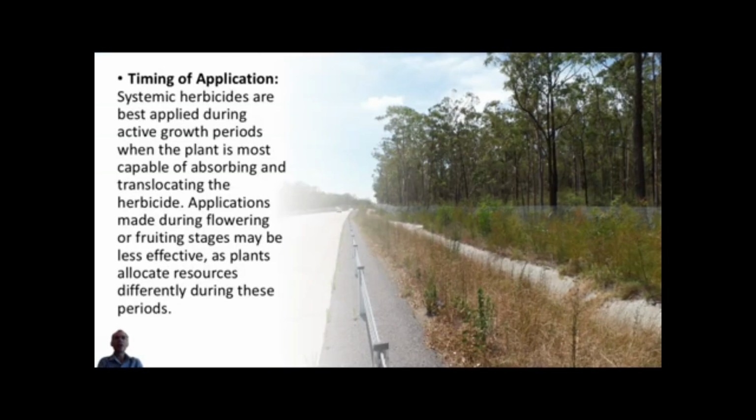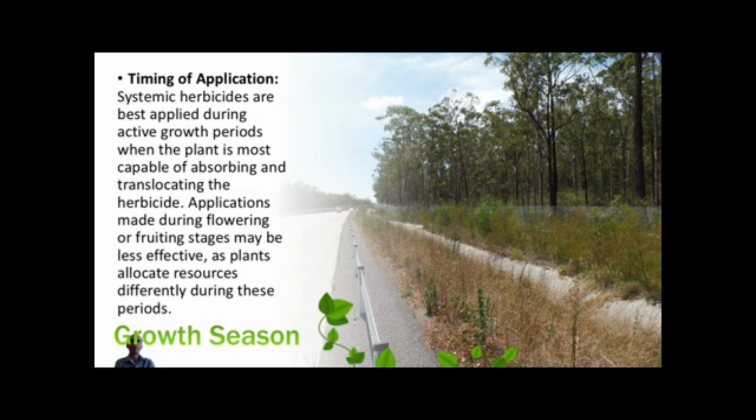Timing of application. Systemic herbicides are best applied during active growth periods when the plant is most capable of absorbing and translocating the herbicide. Applications made during flowering or fruiting stages may be less effective, as plants allocate resources differently during these periods. This makes it imperative as a pesticide applicator that you understand the growth seasons for the weeds and plants in your area.